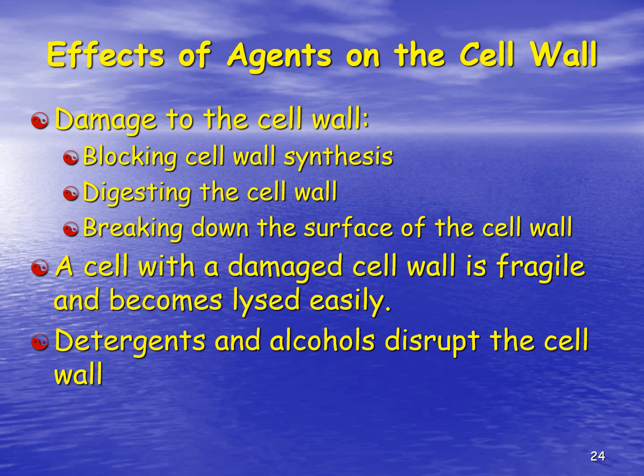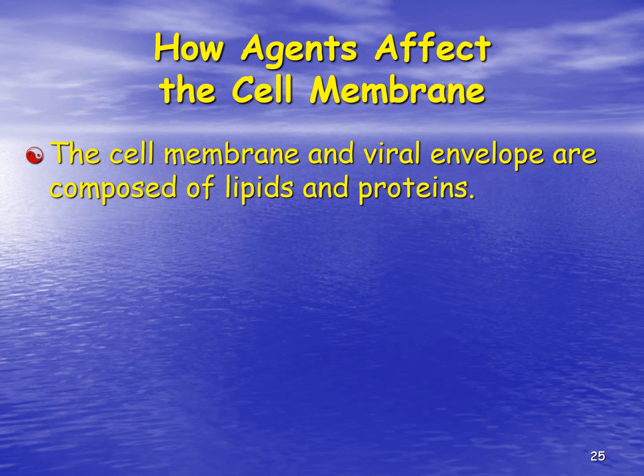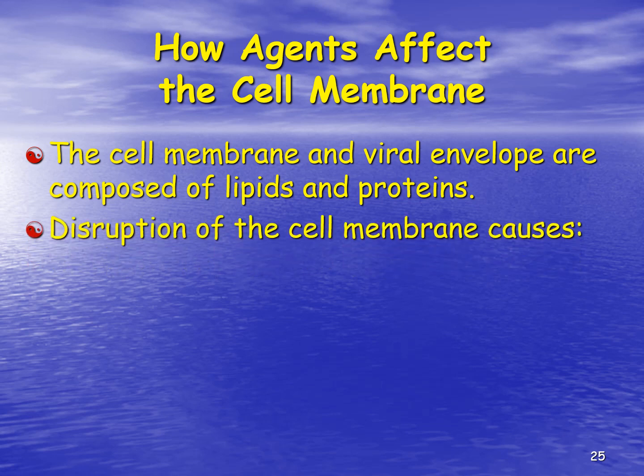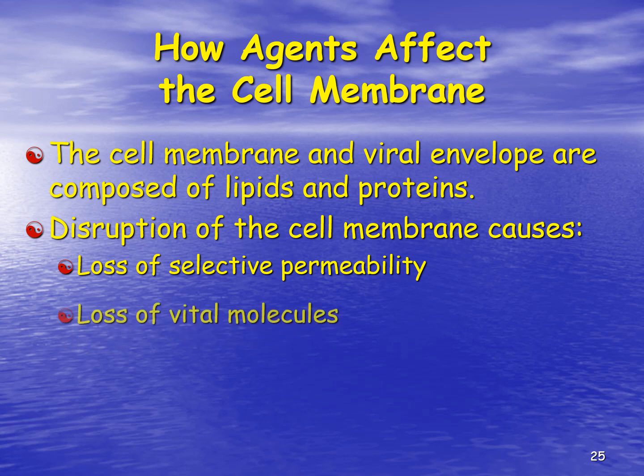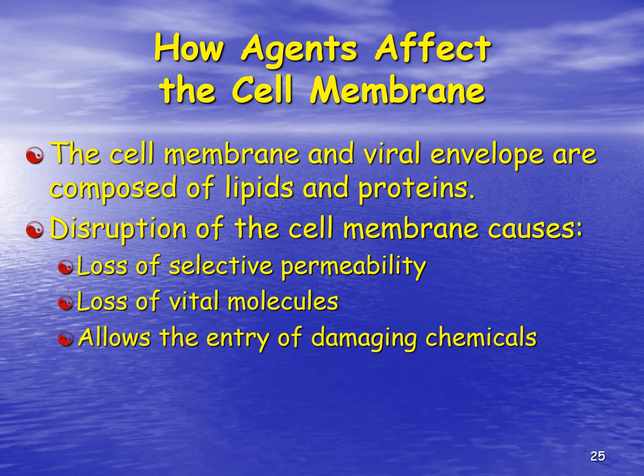Detergents and alcohols will disrupt the cell wall in several different ways, and this will primarily include the gram-negatives. The cell membrane and the viral envelope are composed of phospholipids and proteins. And so if we can disrupt the phospholipid membrane, this will cause loss of selective permeability, so we can't move things in or out of the cell. Loss of vital molecules, especially proteins that may be necessary for, again, transport or as receptors. And this can also allow the entry of damaging chemicals because of the loss of selective permeability.